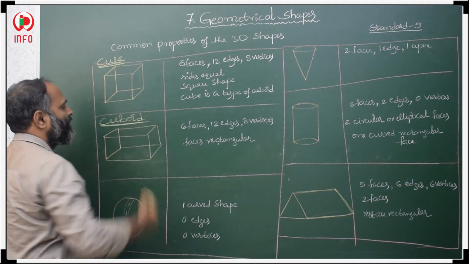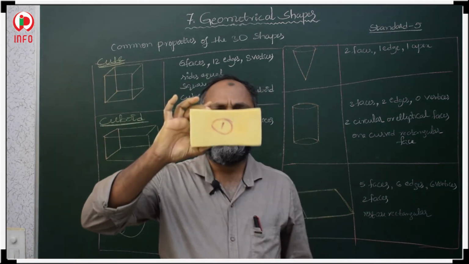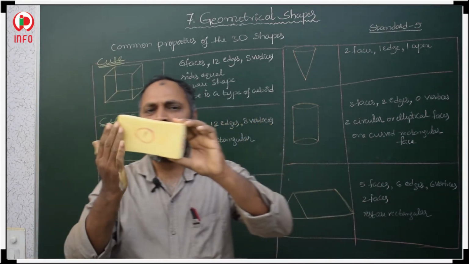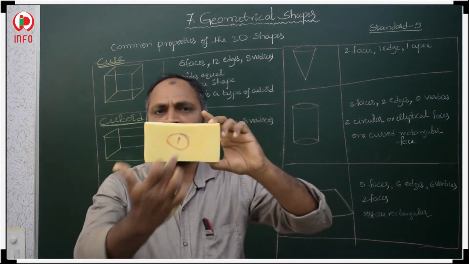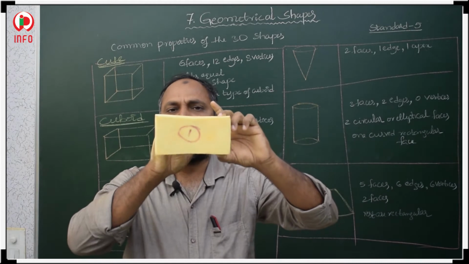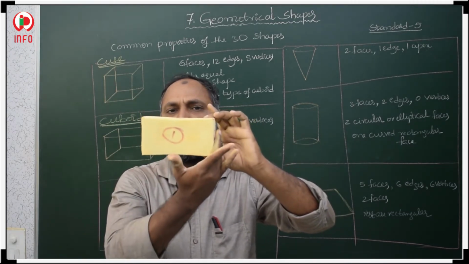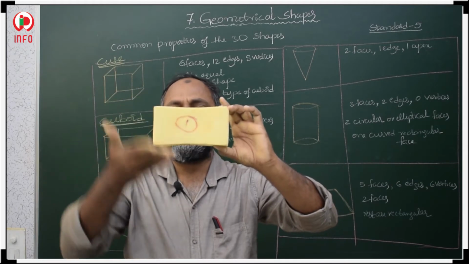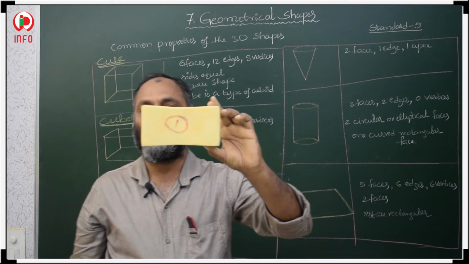The second one is the cuboid. So what is a cuboid? See here, this is a cuboid. A cuboid is rectangular in shape. This is the first face, back side second face, right side third face, left side fourth face, top side fifth face, down side sixth face. Total how many faces? 6 faces we have.